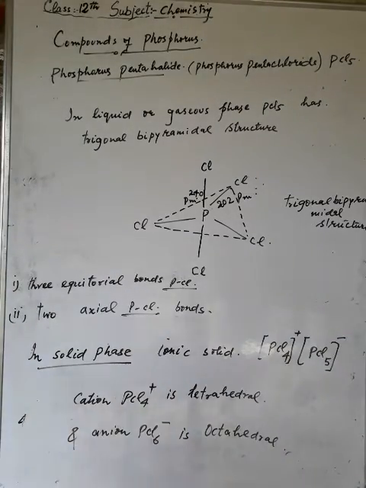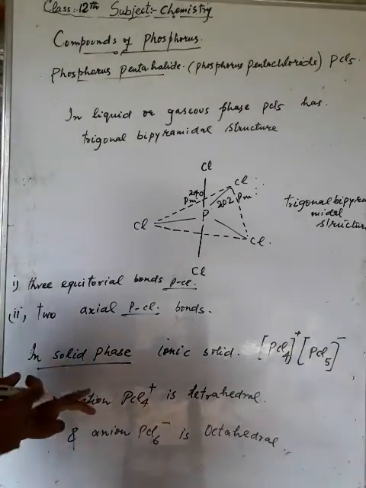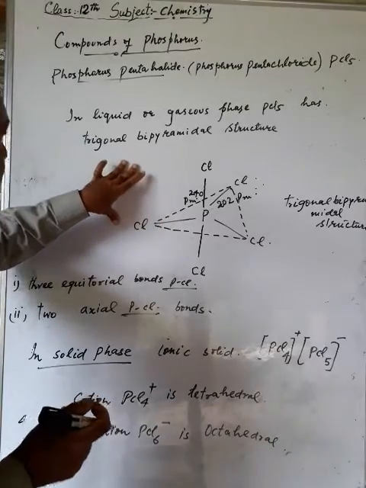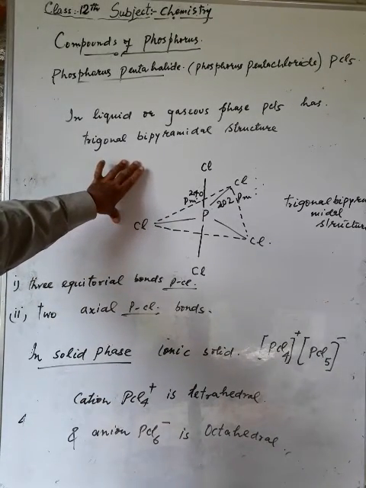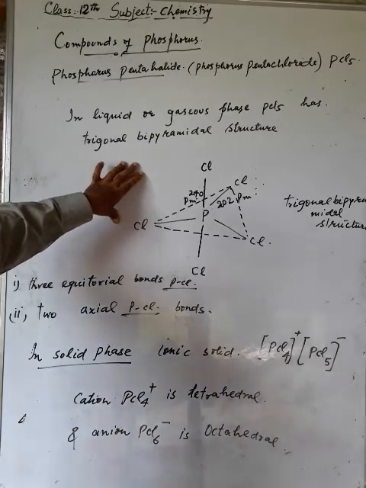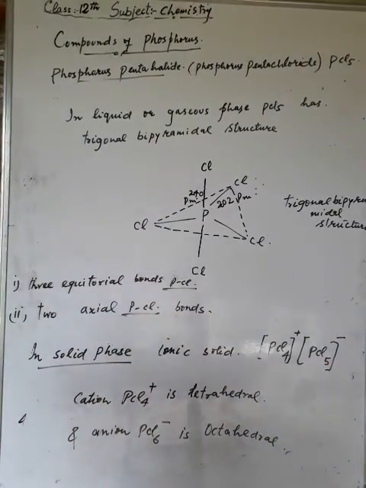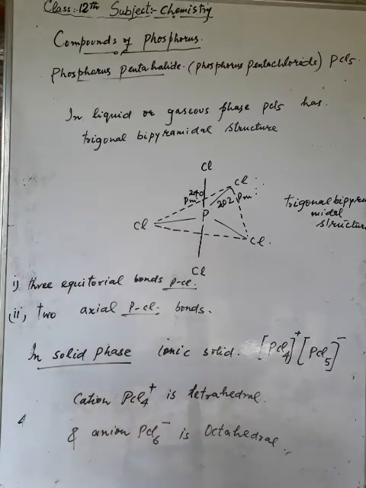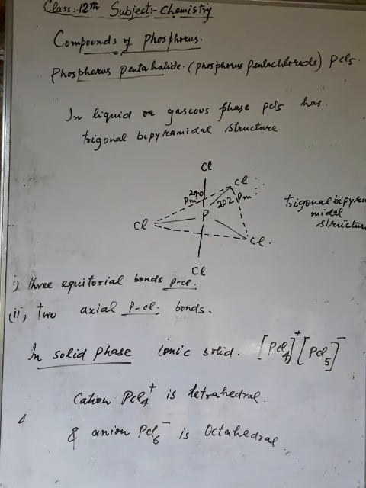This is the structure in the solid phase, and this is the structure when we take PCl5 in the liquid or gaseous phase. So for today we have covered phosphorus pentahalide, or phosphorus pentachloride. Thank you.